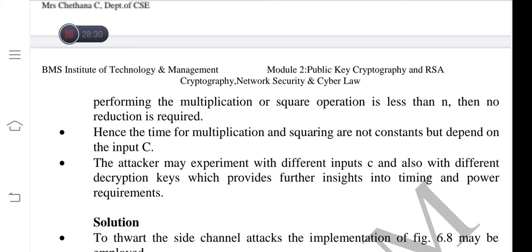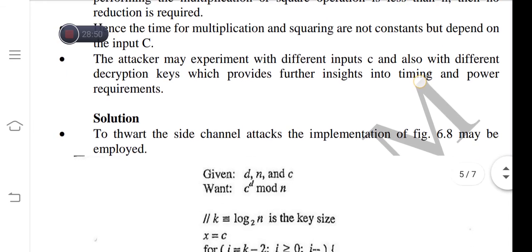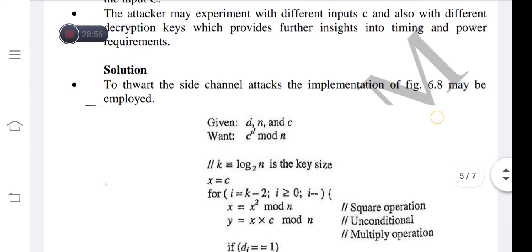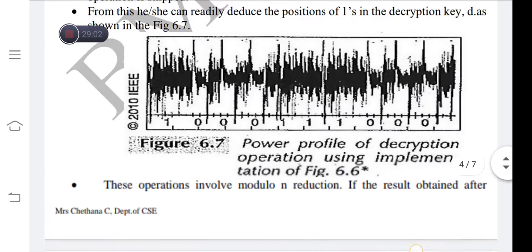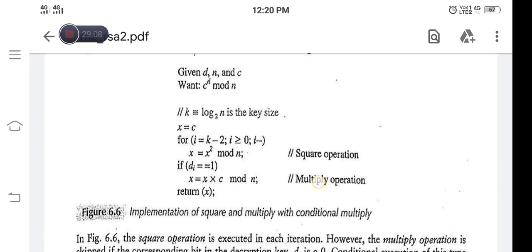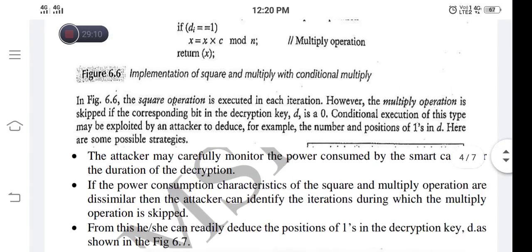So the attacker may experiment with different inputs C and also with different decryption keys, using which he is available with further insights about the timing and power requirements. So one of the solutions to the above attack using the side channel based on timing and power consumption: in the above code, here in 6.6, the square operation was performed in the for loop and multiply based on the if condition, outside.